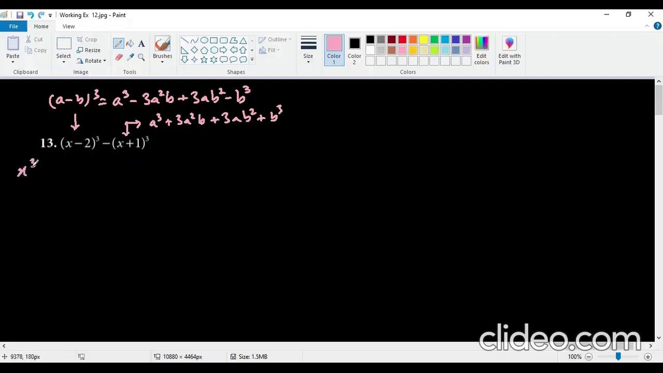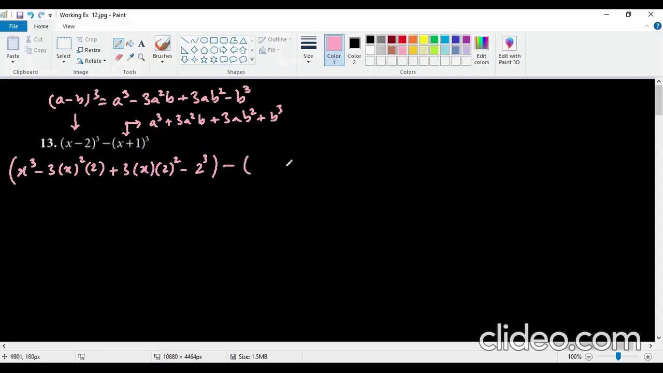Now, the first one is going to give us x cube minus 3a square b plus 3ab square minus b cube. This is going to be the first formula. And then this minus is going to come. This minus I'm using now over here.